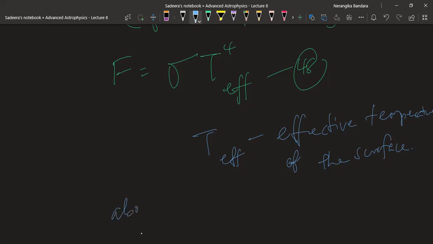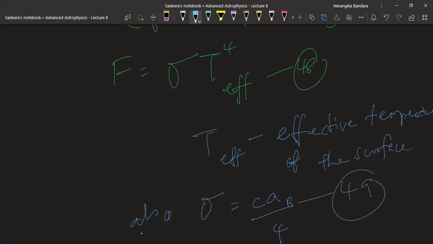Also, it must be noted that sigma is equal to c a B over 4. This is not brand new information, but I'm just going to put an equation number for that. Okay, c a B, the previous term.